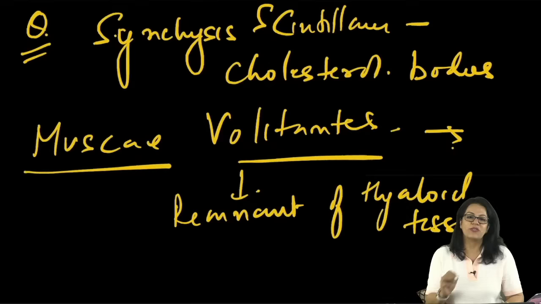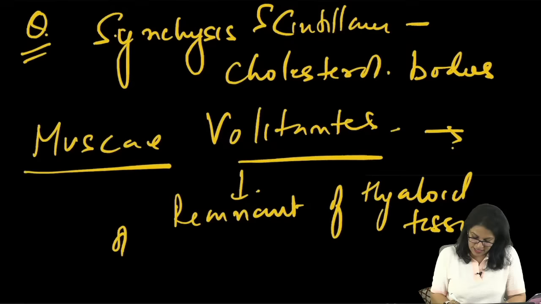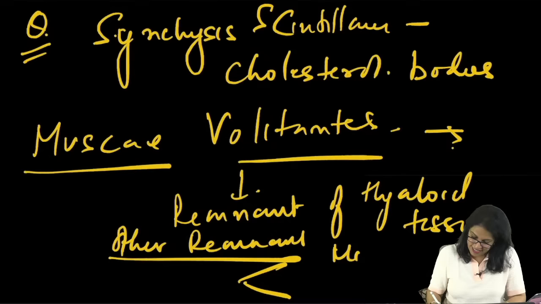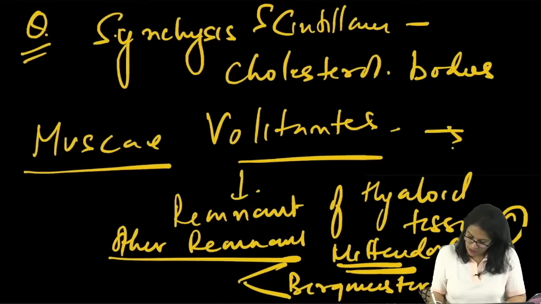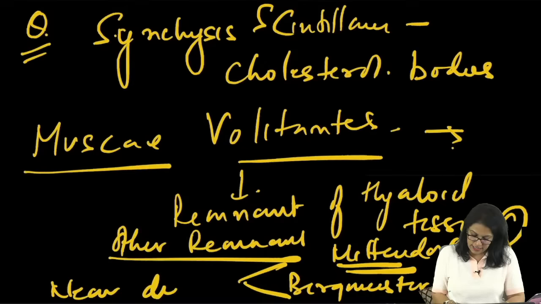What are the other remnants that you have studied? Bergmeister papilla, which is near the disc, and other remnants you should know, which have been asked in your exam, all of you. Tell me, one is Mittendorf dots. Mittendorf dots are mainly behind the lens. This is again an exam question. And the second one is Bergmeister papilla. Okay, Bergmeister papilla. This is near the disc.